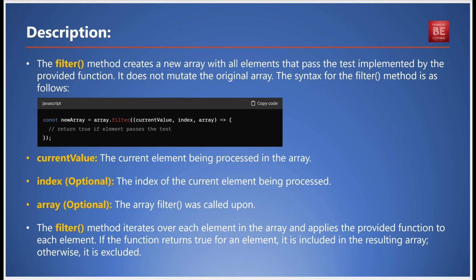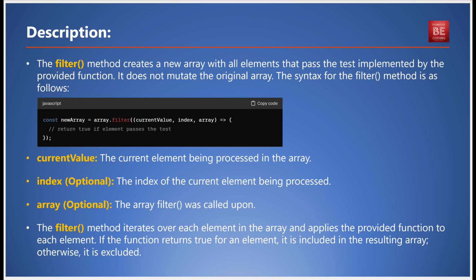The syntax for the filter method looks like this. The filter function is called on an array and takes in a function as an argument. This argument function should return either true or false. The function is applied to each element in the array in turn. If the function returns true for a particular element, that element gets included in the new array. If it returns false, the element is left out.